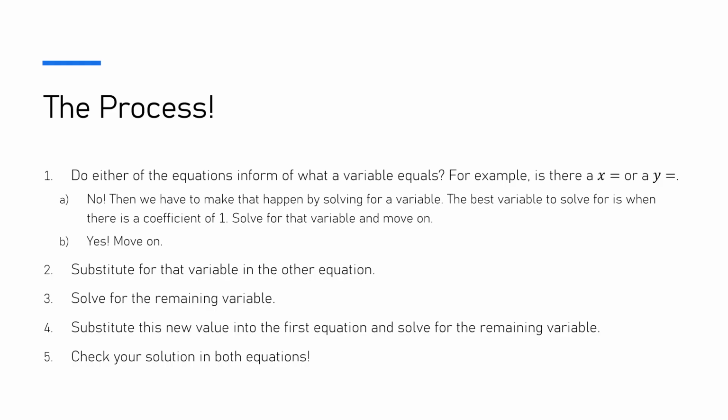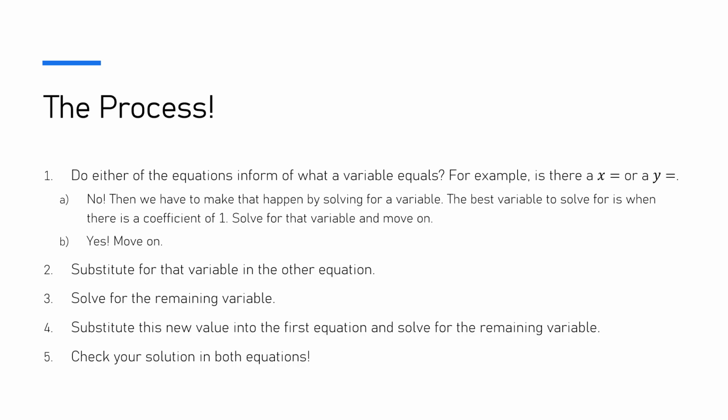When we see a system, we think to ourselves, do either of our equations have x equals or y equals, so like a variable solved for? If not, then we have to make that happen by solving for a variable. And that means we want to look for an equation that has a coefficient of 1, like there's 1x and there's 1y. If none of the coefficients are 1, we really don't want to use substitution. We use a different process we'll speak to later. But hopefully one of them will have a coefficient of 1. We will then solve for that variable because all it will take is addition or subtraction, no introduction of fractions, which is nice.